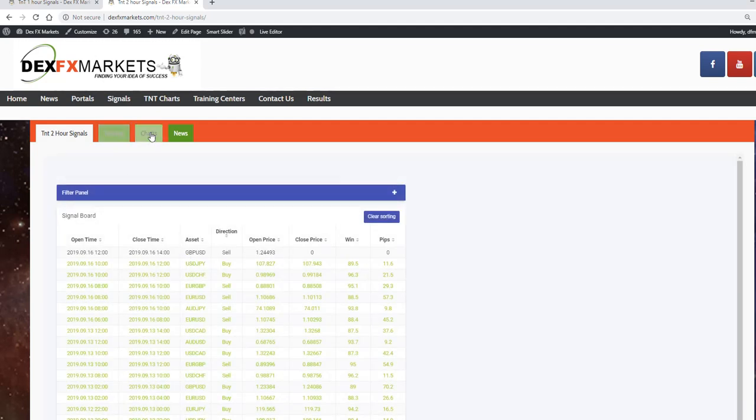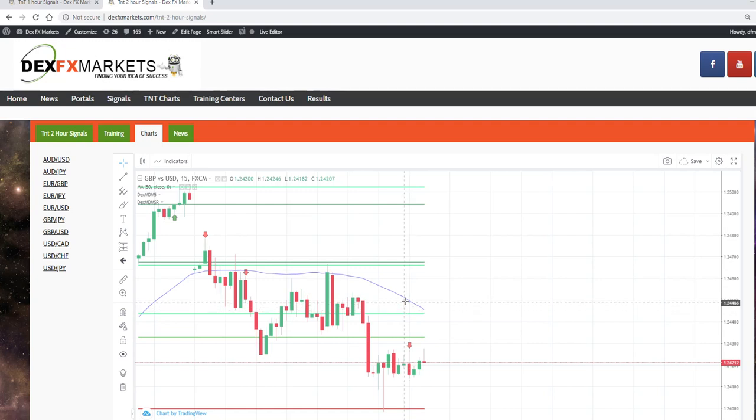2449. Now, keep in mind, sometimes the chart might be just a tiny bit off from the signal. But let me tell you, there's still a much higher success rate in this process, and I'll show you what I mean by that in a second. Let's look at the support and resistance areas.